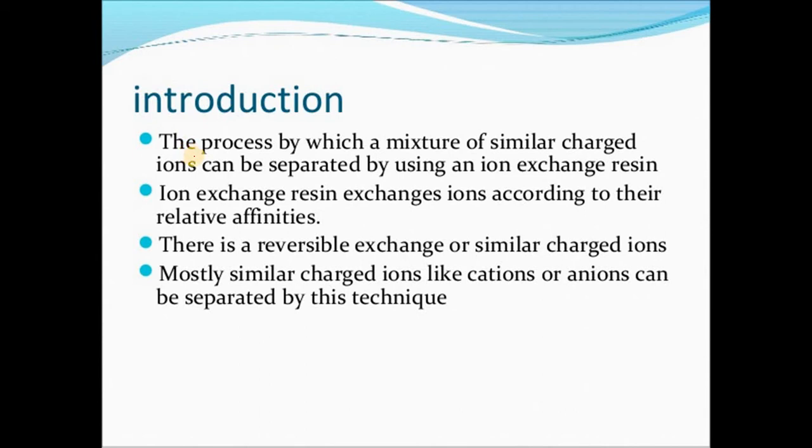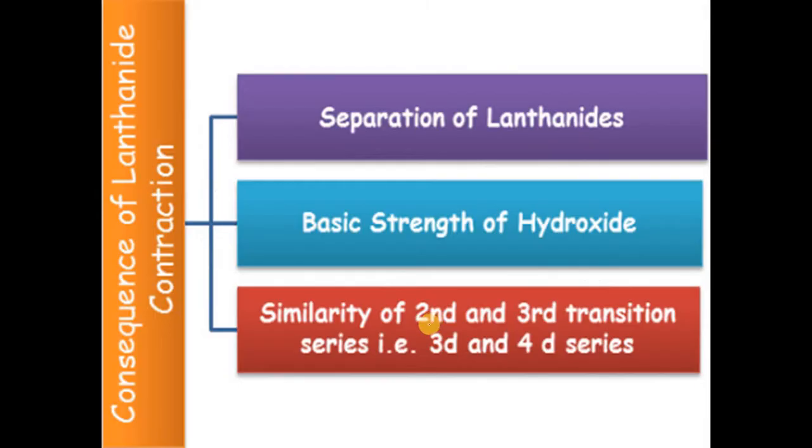So we know the process by which a mixture of similar charged ions can be separated by using an ion exchange reagent. Ion exchange reagents are used to separate similar charged ions. The ion exchange reagent exchanges ions according to their relative affinities. There is a reversible exchange of similar charged ions. Mostly similar charged ions like cations or anions can be separated by using this technique.